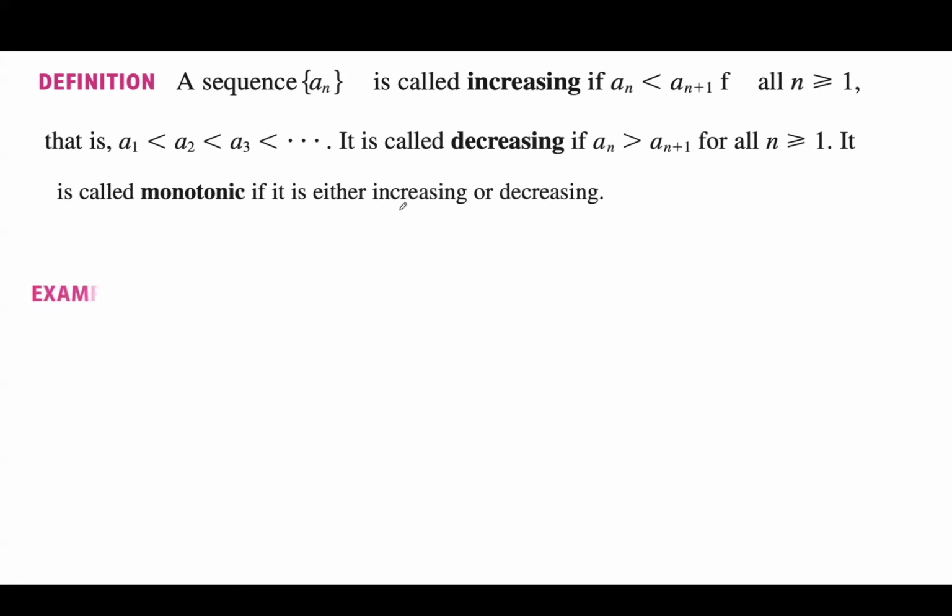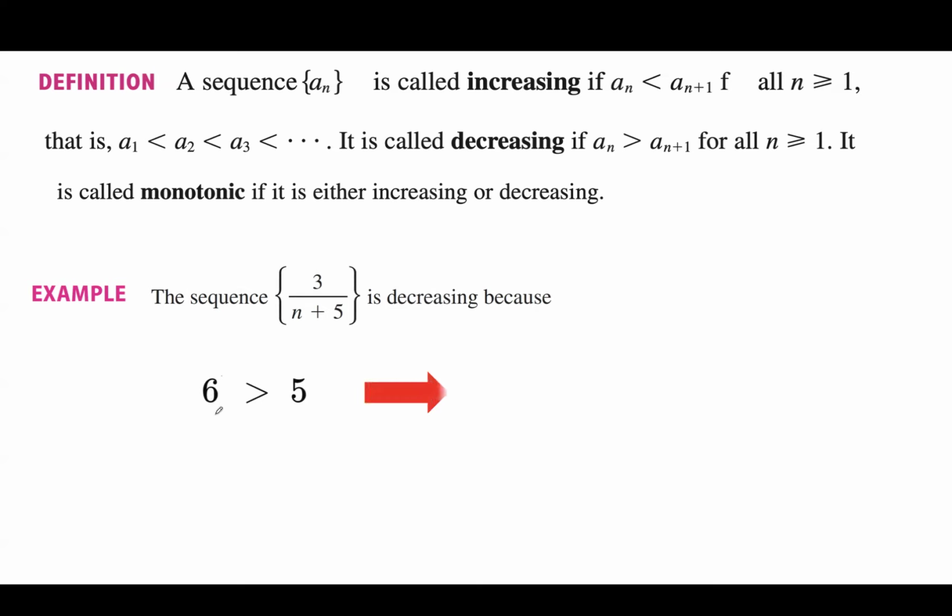Let's take a look at one example and do a little bit of algebra. The sequence 3 divided by n plus 5 is decreasing. Why is that? From basic algebra, we know that 5 plus 1, or 6, is more than 5. If I add n to both sides as a positive number, n plus 6 is more than n plus 5.